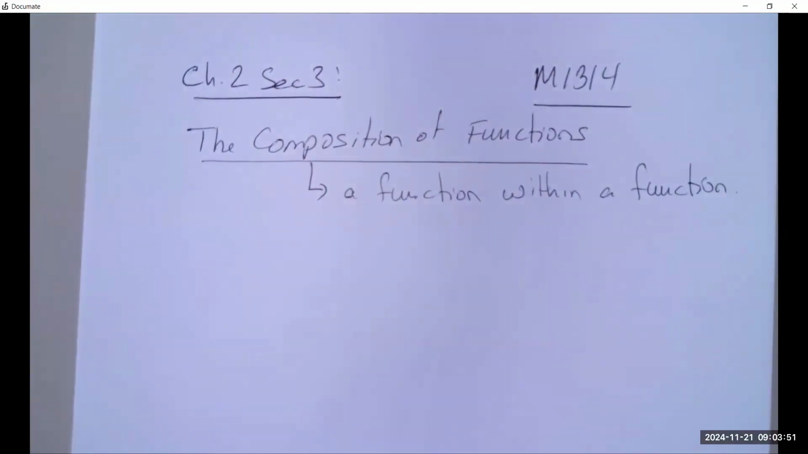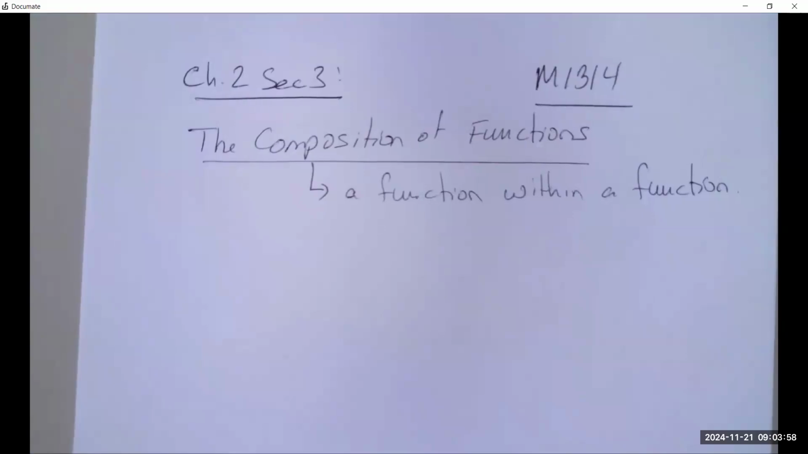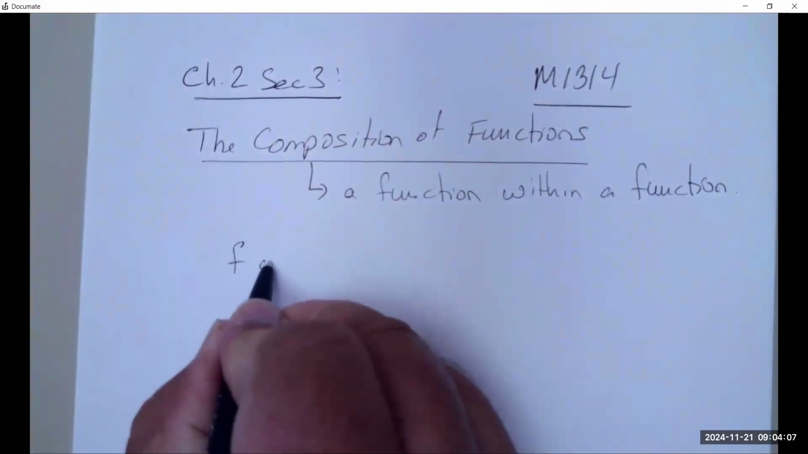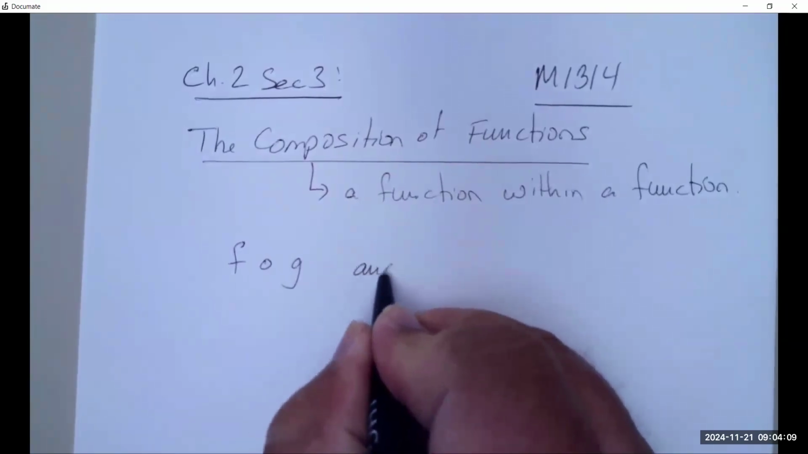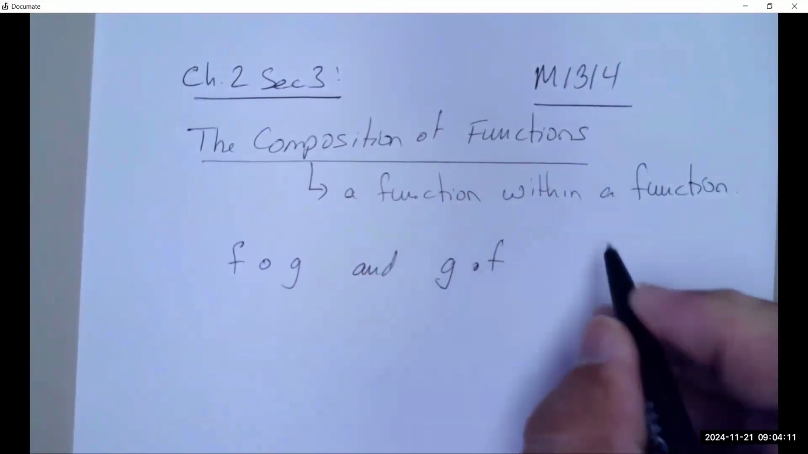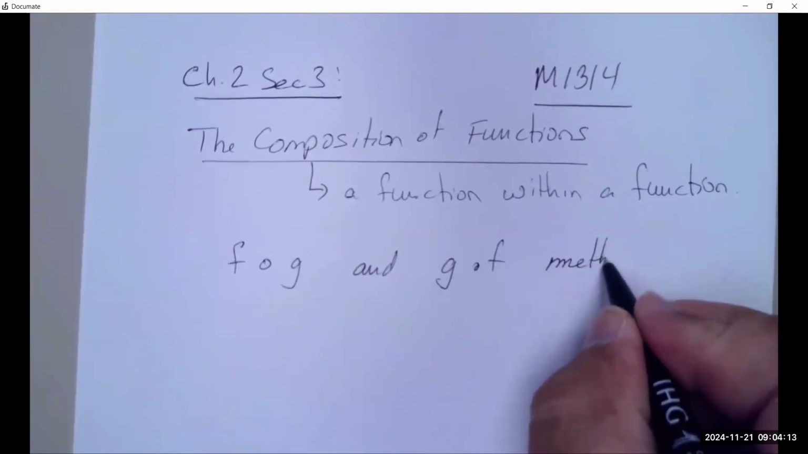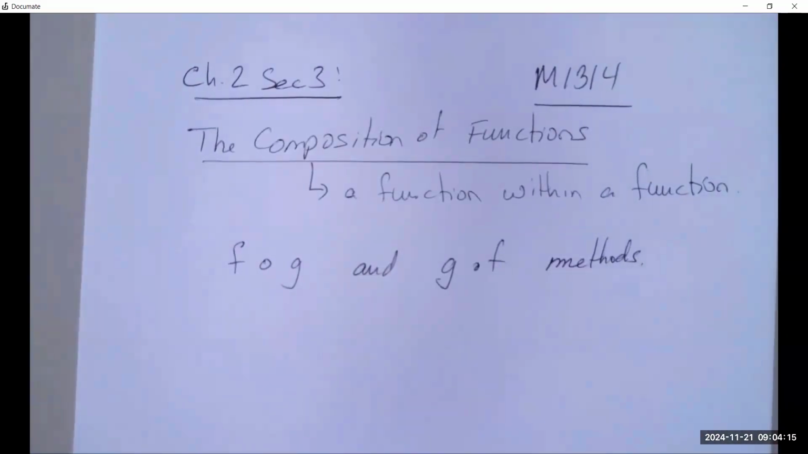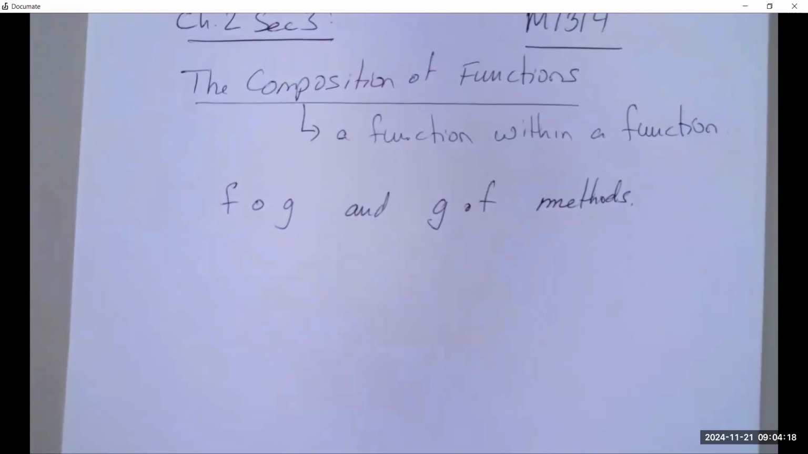Think of what composite materials are. They're different materials that are combined but not integrated into one. That's what we're looking at here. Typically, these are called the Fog and Gof methods. They'll make more sense in a second.